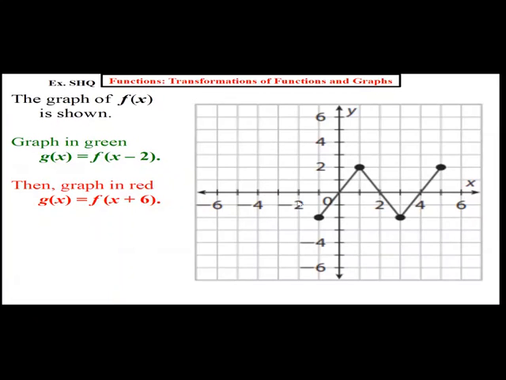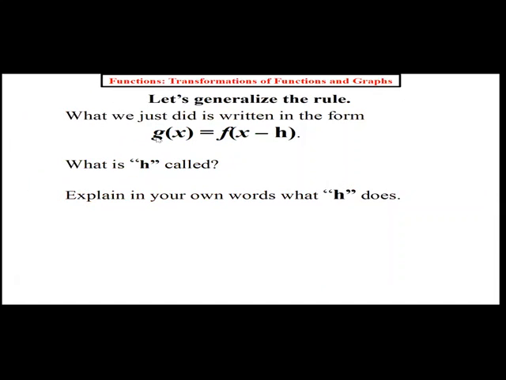From there, the reference points were once again (-1, -2), (1, 2), (3, -2), and (5, 2). In green, they're asking us to do the transformation f of parentheses x minus 2, which means move all the points 2 steps to the right. And in red, it's f of x plus 6, which means it moves all the original points 6 steps to the left. From there, I gave you the general rule of g of x equals f of x minus h.